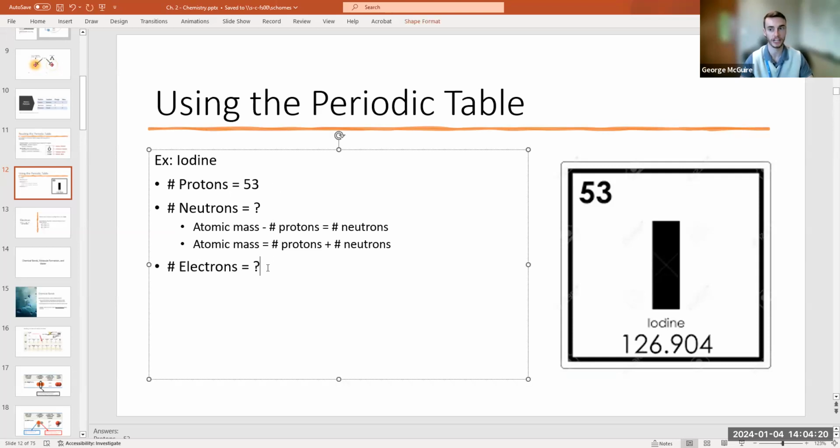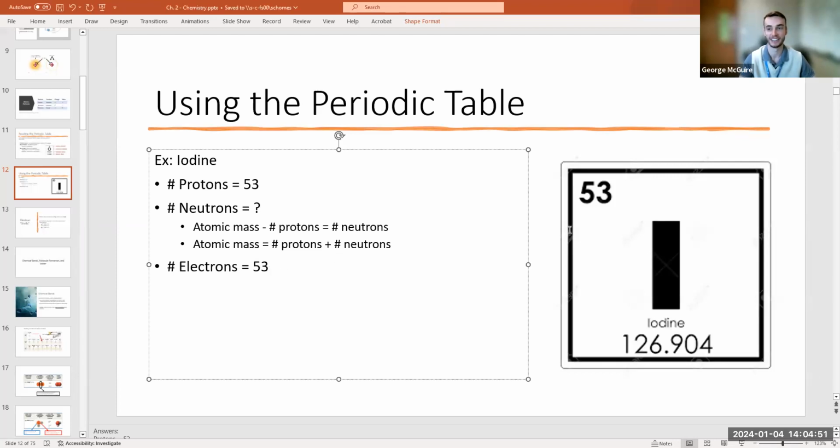Could someone else share how many electrons would most likely be present in one atom of iodine and why? I would say that probably 53 as well. Awesome. Why? Because the number of electrons should match the number of protons, so you can have an electrically neutral atom. Awesome, cool. That's where I was going to push you to next.